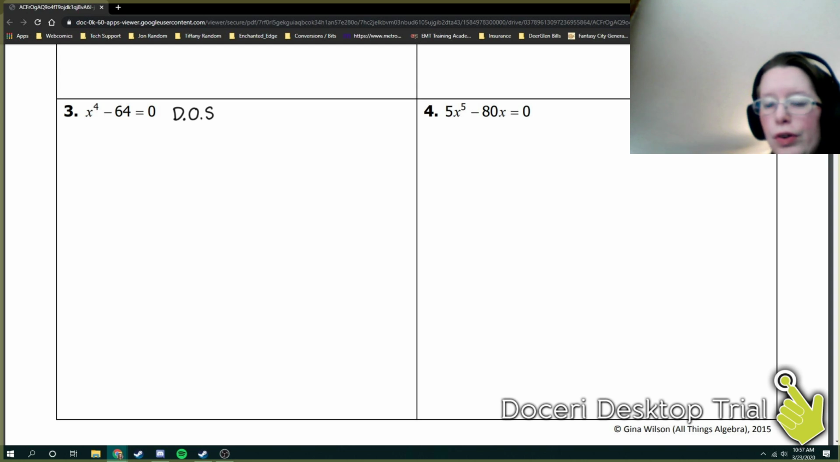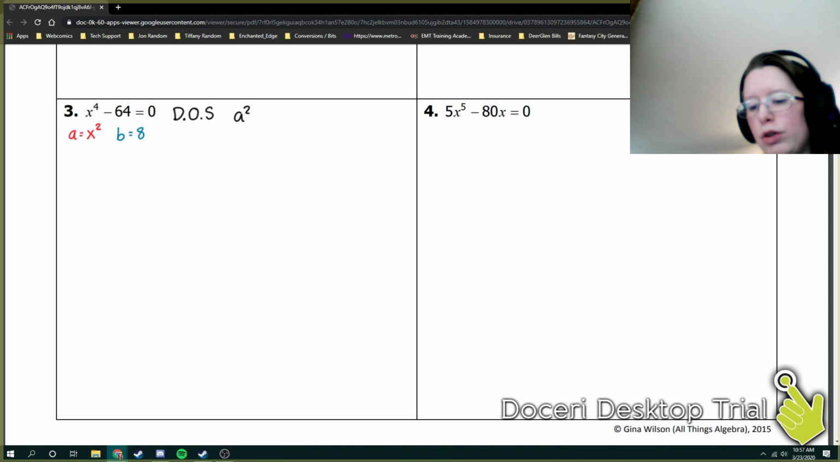So x to the fourth, that is x squared squared. So our A value is x squared, and our B value, well, the square root of 64 is 8. Now that I have my A and my B, I can use the formula. I'm going to write down the formula off to the side here. A squared minus B squared is A plus B, A minus B.